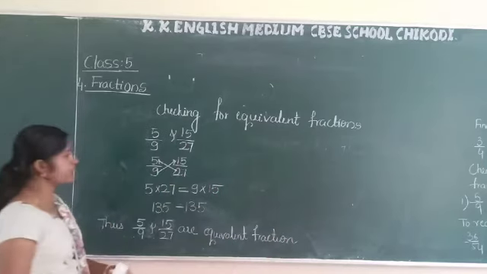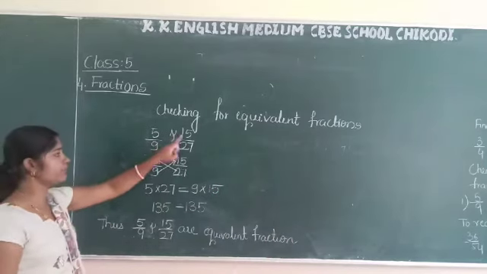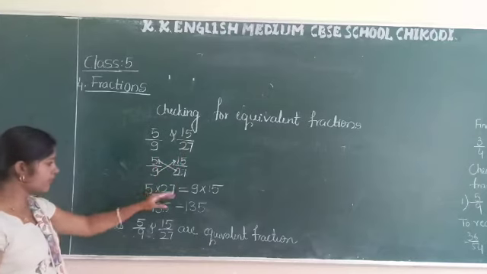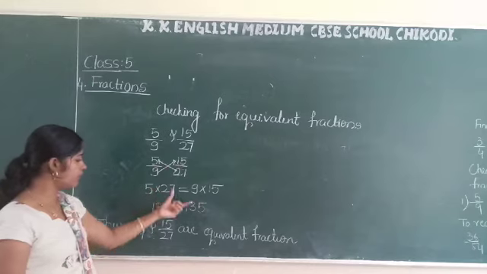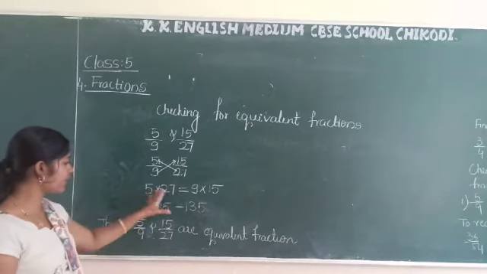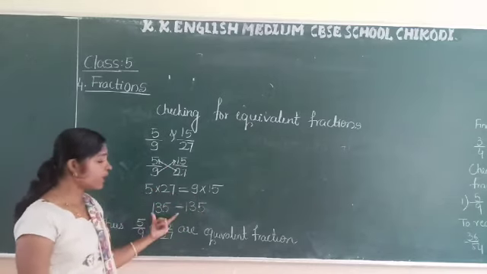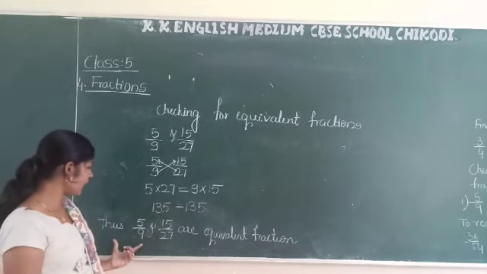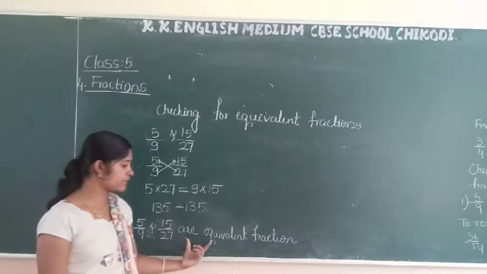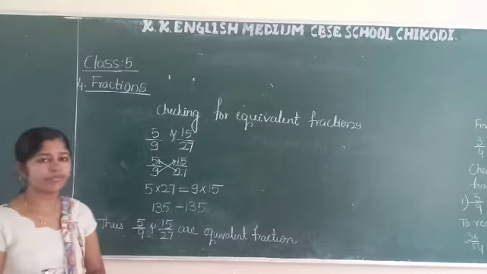Okay, I will repeat once again. See here, 5 by 9 and 15 by 27, cross multiplication: 5 into 27 and 9 into 15. If you multiply, I multiplied 5 into 27 and 9 into 15, and I got 135 as the answer on both sides. So 5 by 9 and 15 by 27 are equivalent fractions.